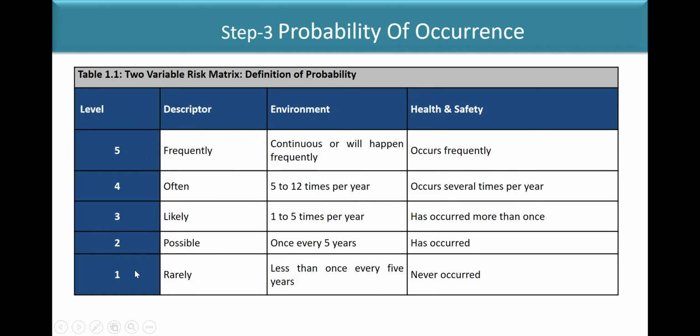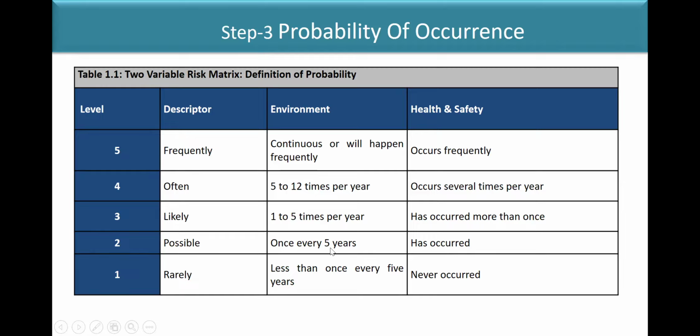Let's see. The probability is 1, less than once every 5 years, which means it happened after 10 years or after 7 years. But it will not be 0. The probability or severity will never be 0. It will be 1 minimum, because words like rarely, possible, likely are not countable.